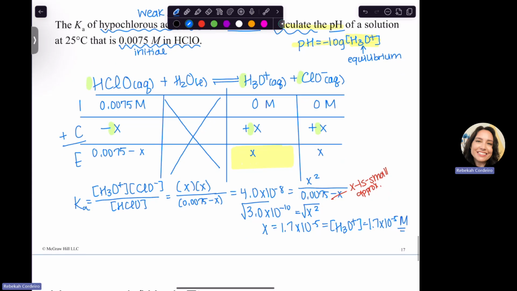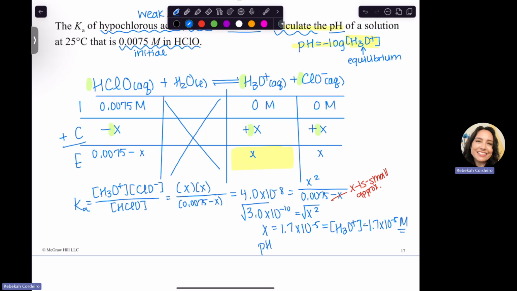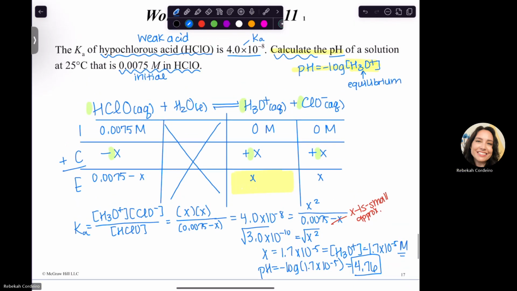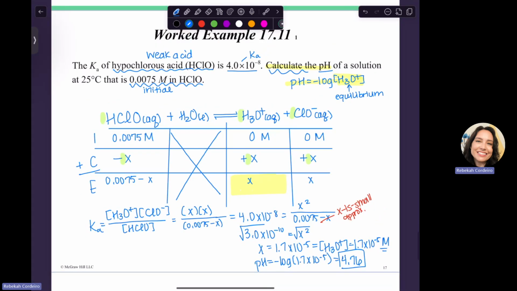But I need to go one more step. So I need to do pH. So pH is negative log of this number. So I'll do negative log of my answer, 4.76. My answer. Please let me know if you have any questions. But work it out. Make sure that you have the idea of the ice table and then what we do afterwards when we're trying to solve for pH here.